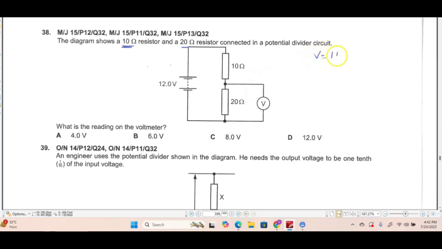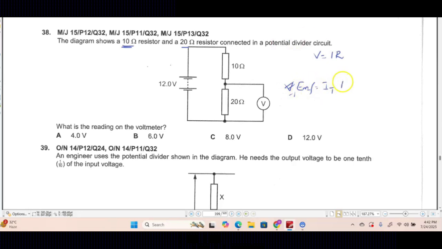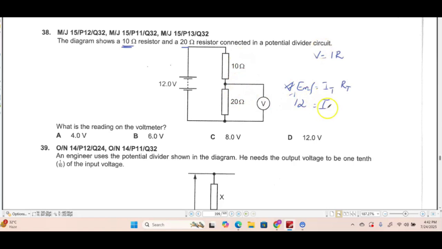We know the formula that connects these three things is V equals IR, but we don't have the current. So what we are going to do is say the EMF is equal to I total times R total. The EMF is 12 volts, and to find the current we have to find the total resistance. As a potential divider circuit is in series, these are connected in series with each other. So resistances in series are just added up like this.